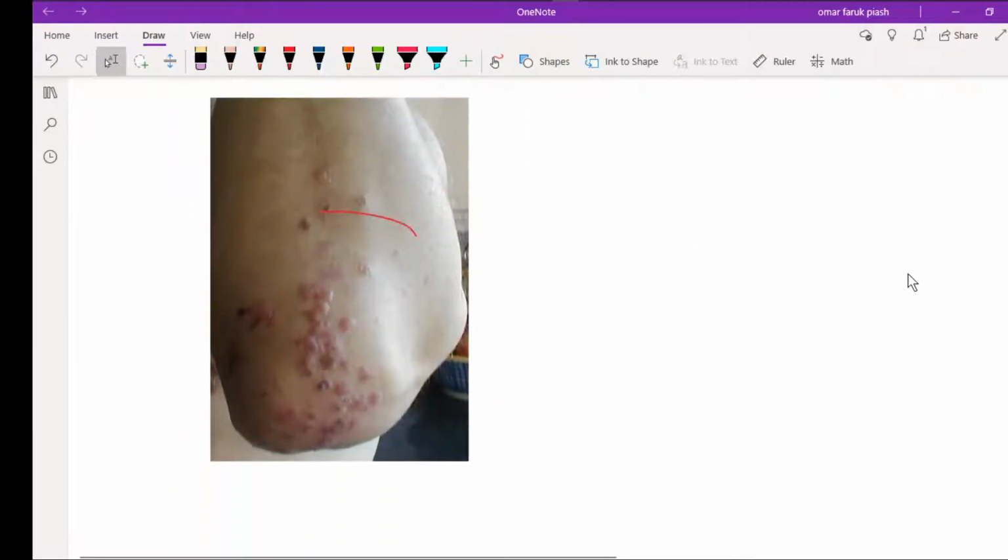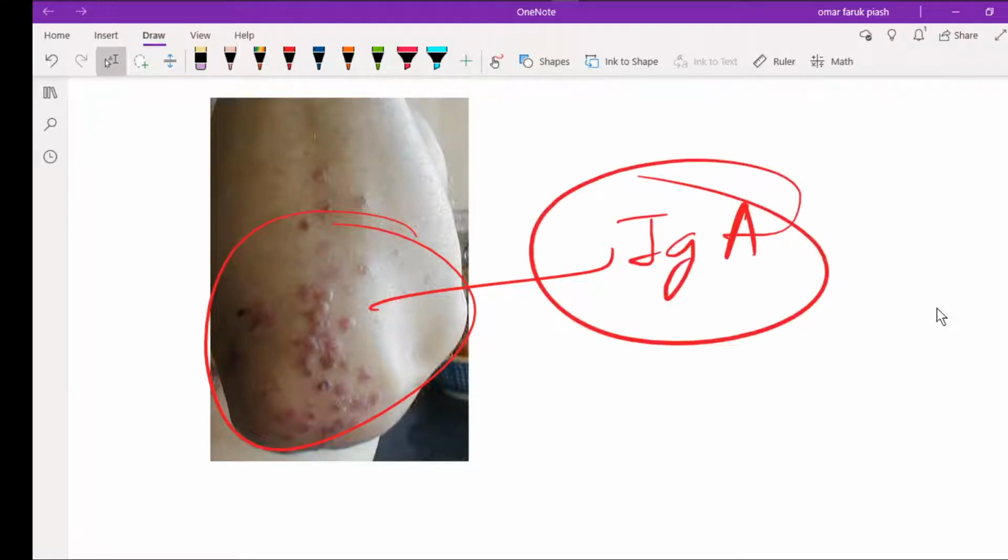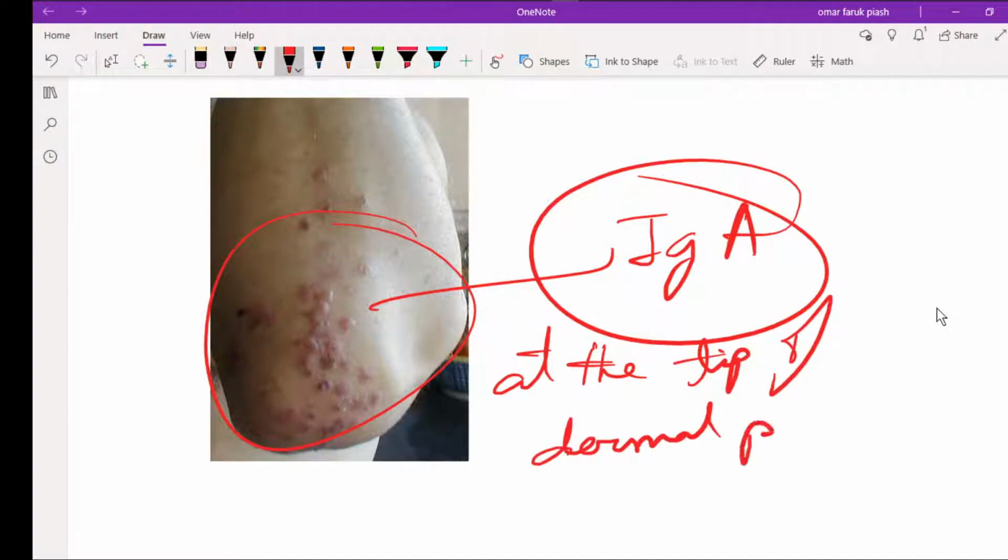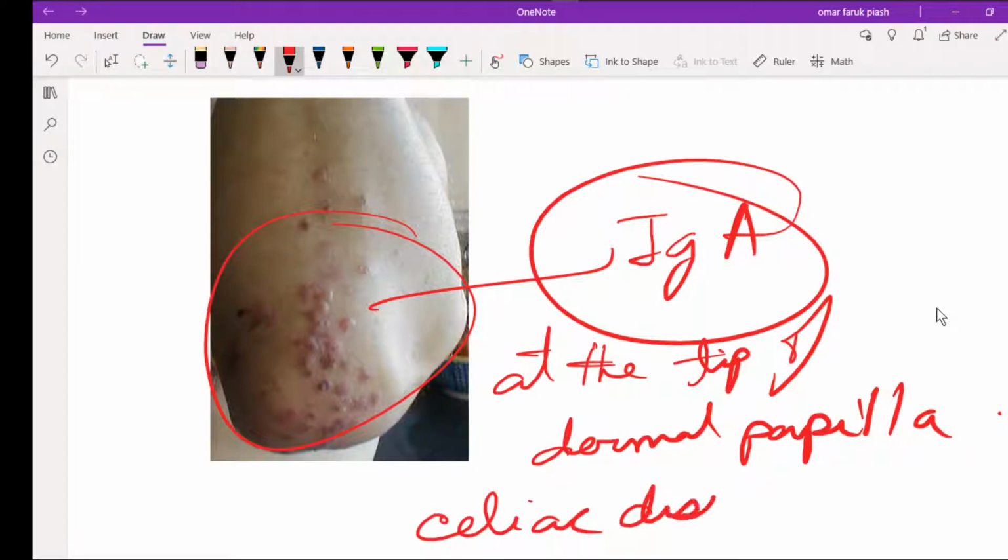And this is a picture of dermatitis herpetiformis. This is autoimmune deposition of IgA at the tip of the dermal papilla, and it is strongly associated with celiac disease. It resolves with gluten-free diet.